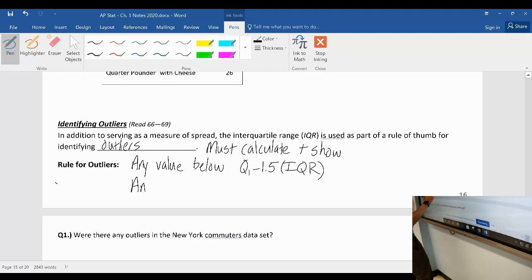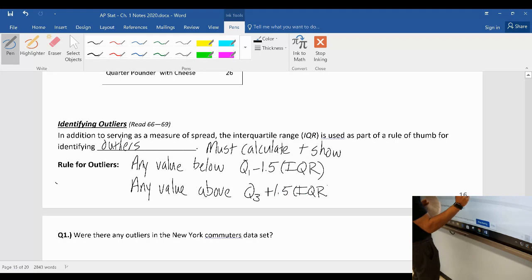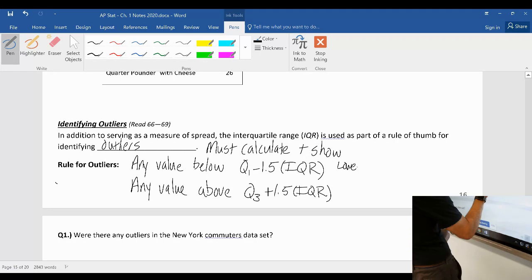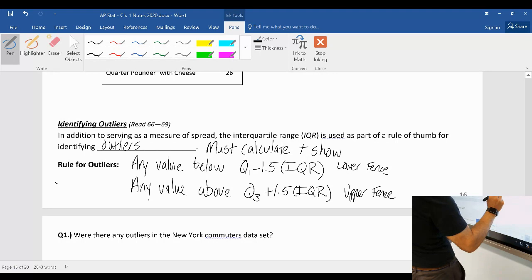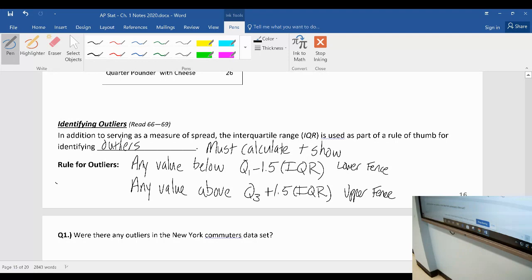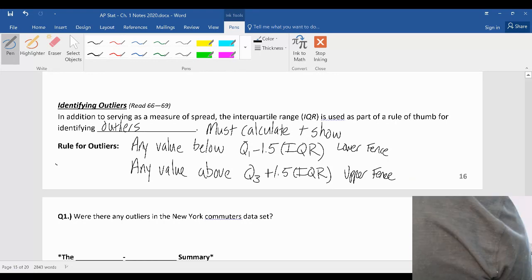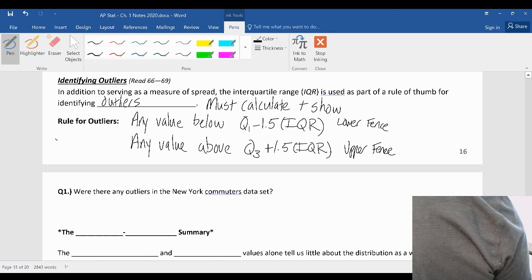And any value above or greater than Q3 plus 1.5 times the interquartile range is an outlier. We can think of this as our lower fence and this as our upper fence. So anything outside of the fences is considered an outlier. We'll go through the example in class to determine if there are any outliers in the New York commuter data set.